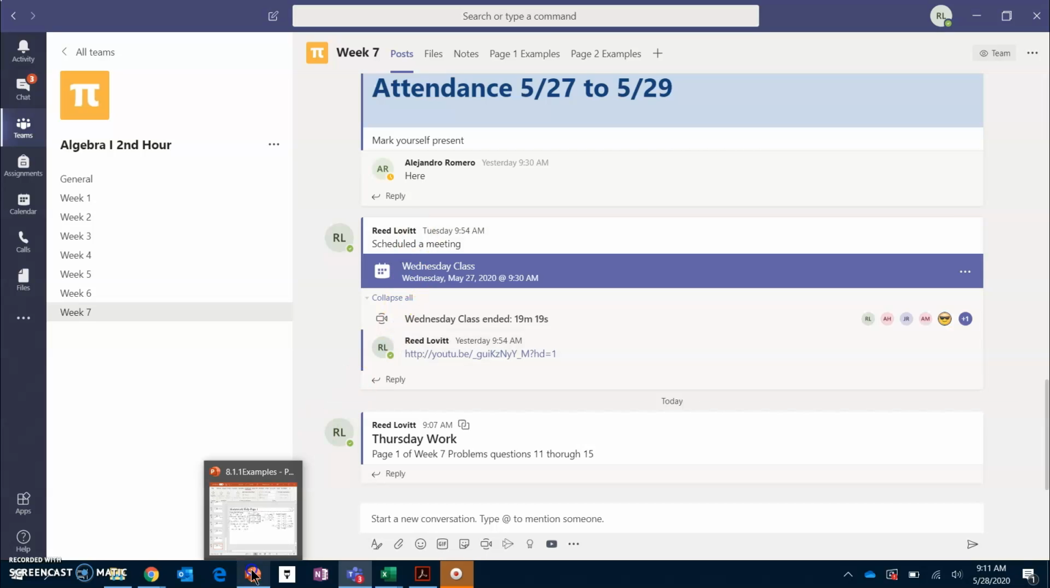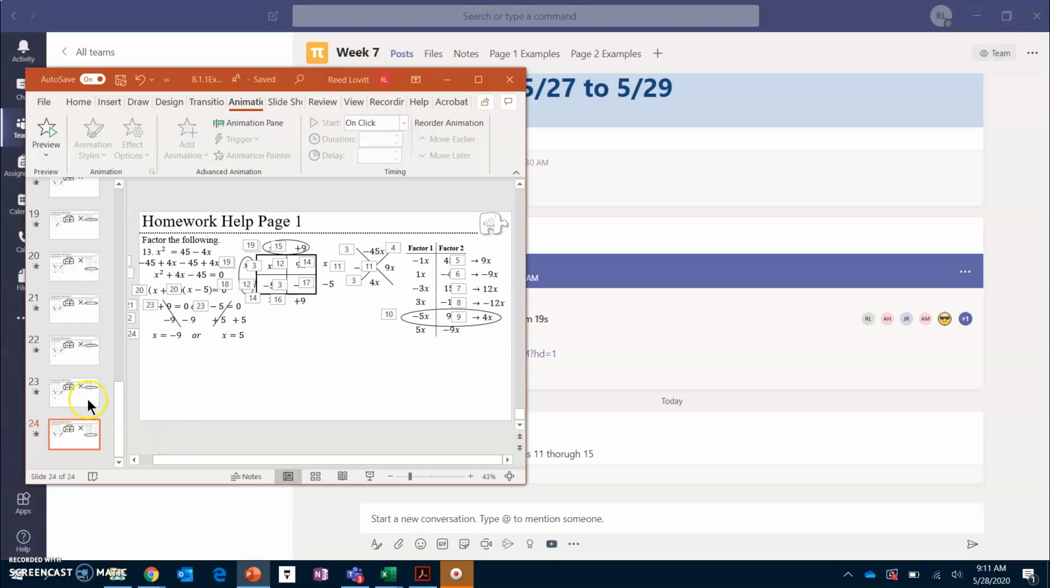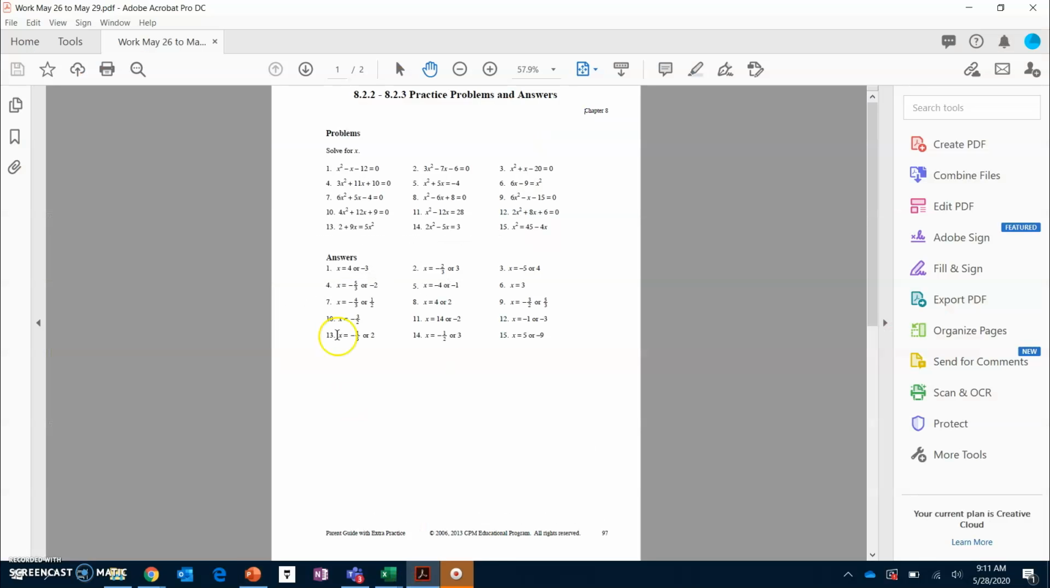For the homework help, I am going to be doing problems 13, 14, and 15. So leave a little bit of space for you to do 11 and 12, because those are the problems that I'm leaving for you to do.